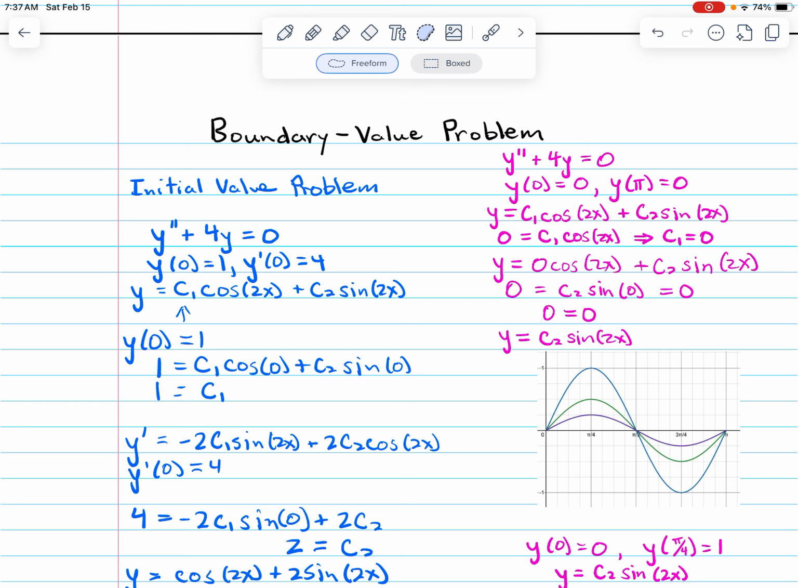Okay. What I've done here is I've graphed y equals C2 sine 2x. And this right here is when we have y equals sine 2x. In other words, when C2 equals 1. This one is when we have y equals 1/2 sine 2x. And this one right here is when we have y equals 1/4 sine 2x. Now, you see that there are a lot of options for this particular graph.